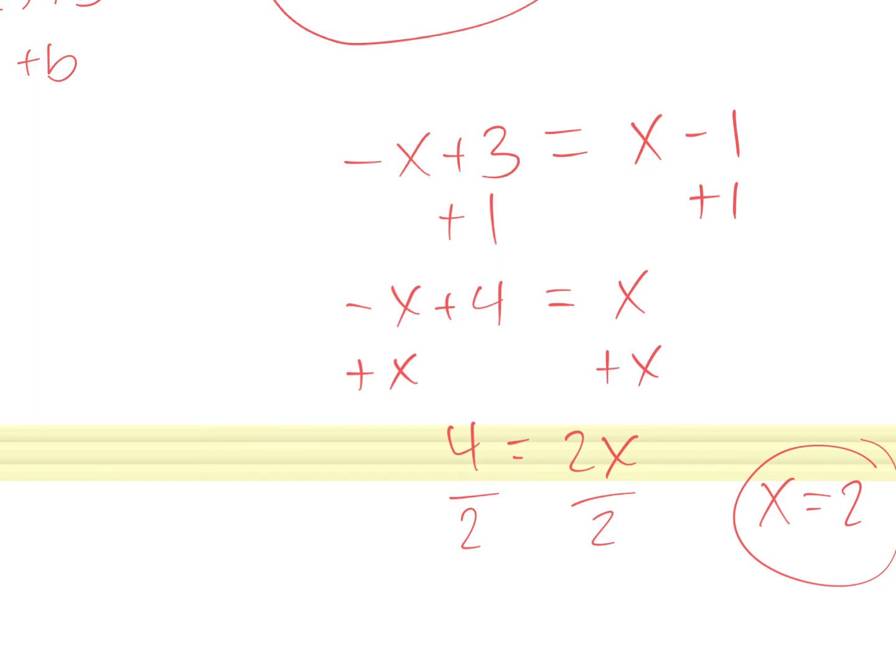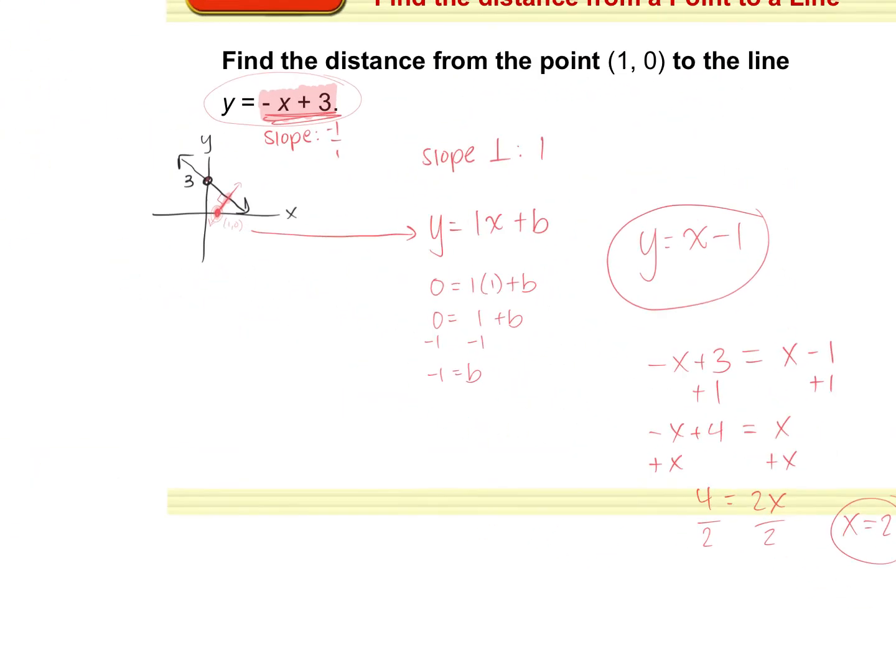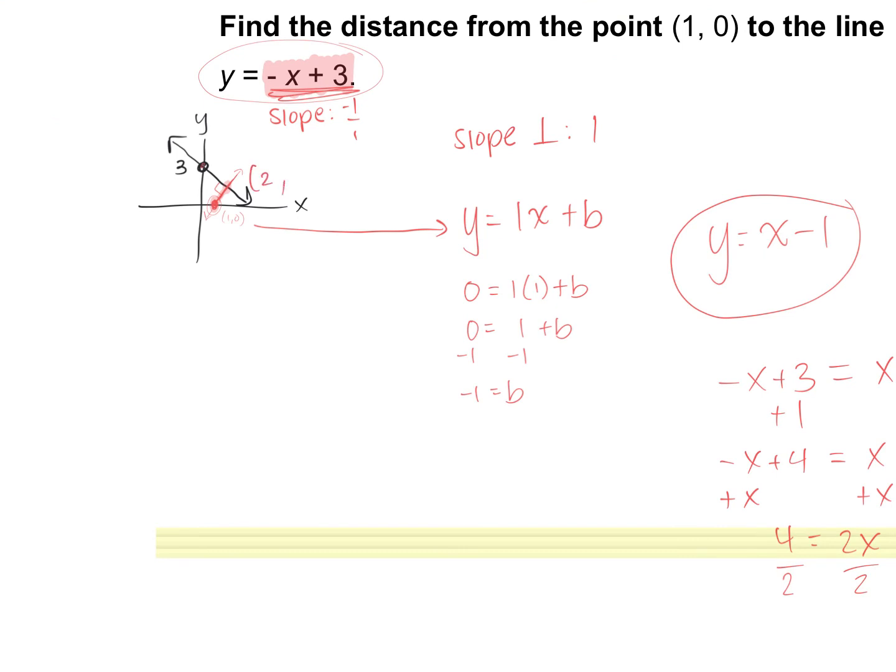So x is equal to 2. That means that the x component of this point is 2. How could I figure out the y component?